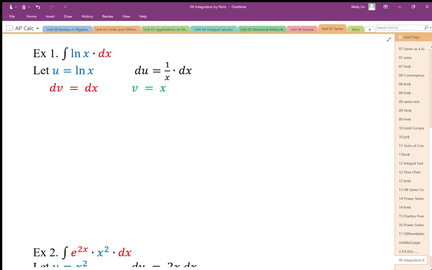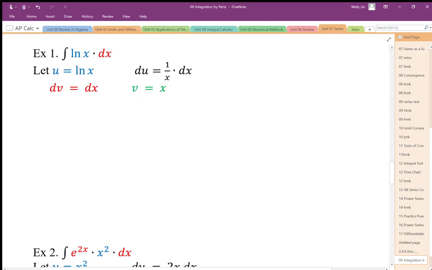The layers of this are, we need to know the formula. So if you don't know the formula, go to the formula sheet. You need to understand there's parts to this formula, and you need to choose some parts. First of all, you need to choose the parts u and dv. The original integral has to have a u and dv part, and then we need to generate the other parts to be able to put it into the formula.